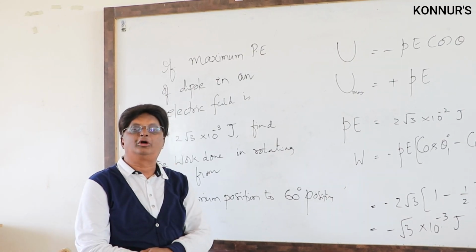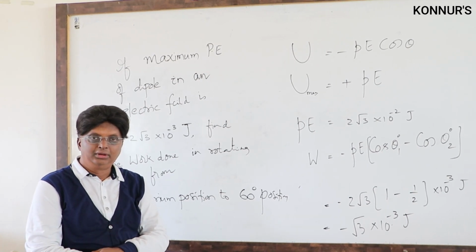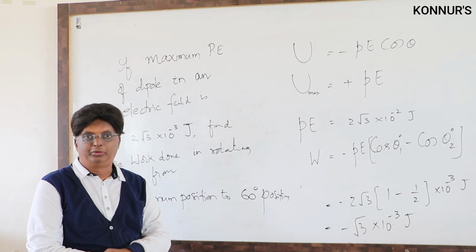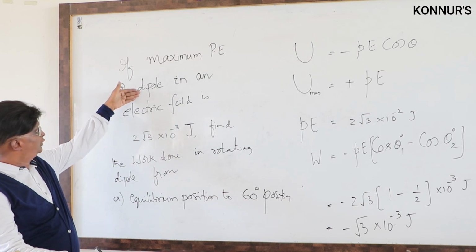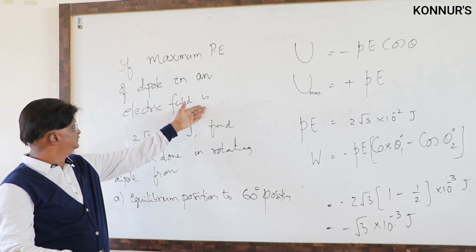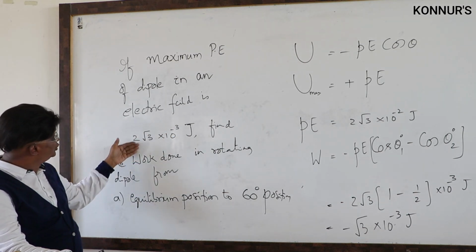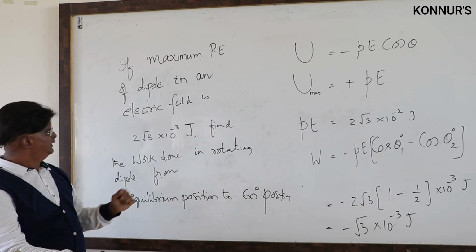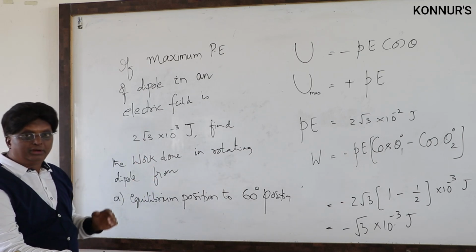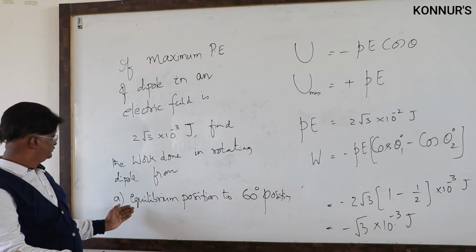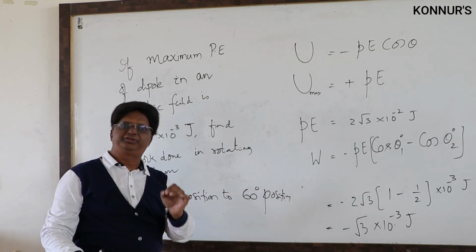Now, recollect the concept of potential energy in the case of dipole placed in external electric field. Based on that, one simple example, you can see it on the board. The question says, maximum potential energy of a dipole placed in an external field is 2 root 3 millijoule, 10 raised to minus 3. Now the question is, find the work done in rotating the dipole from equilibrium position to 60-degree position. Supposing this is the question.